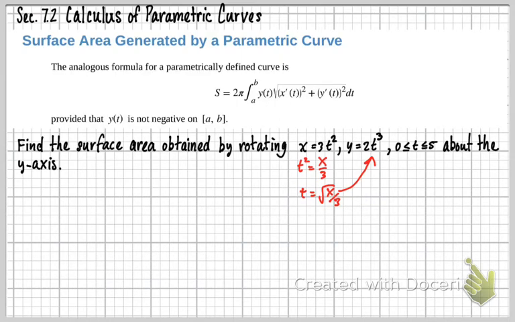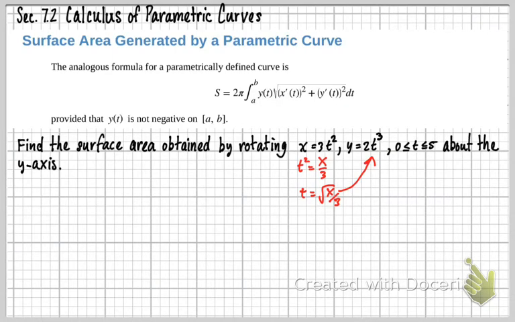So then here it is. This formula is using the parametric equations instead of trying to turn it into an f(x). And that's what we see here. So we see x prime t, y prime t, we see y(t). So these are the ideas we're going to use here.